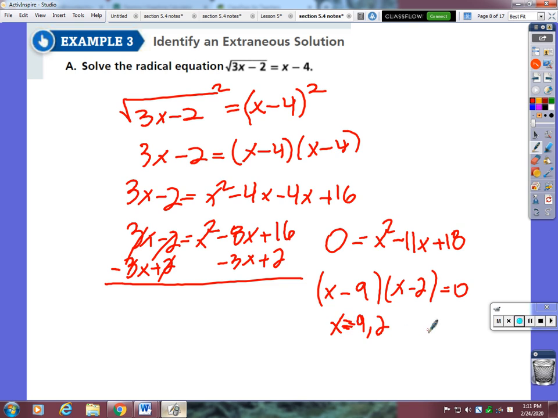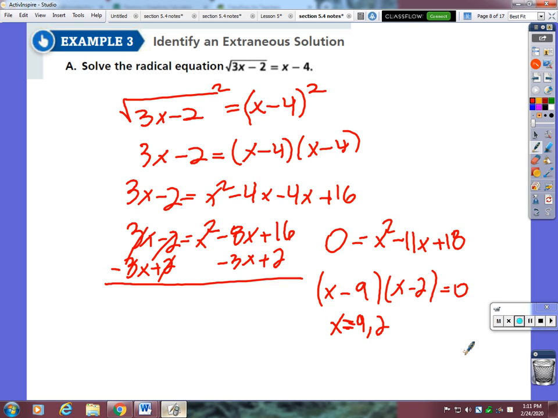It is positive. It's just really, really sloppy equal sign. Why does the 9 not work? Let's check it, shall we? If I plug 9 into here, 3 times 9 is 27. 27 minus 2 is 25. And the square root of 25 is 5. If I plug 9 into here, 9 minus 4 is 5. So both sides work. Okay? So obviously it's the 2 that doesn't work, but the question is why?